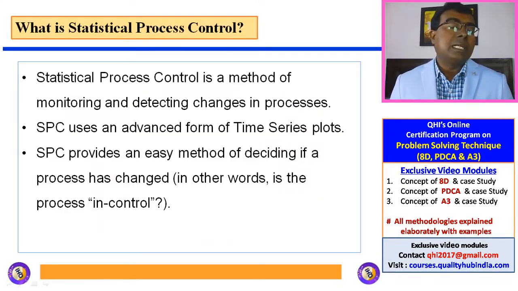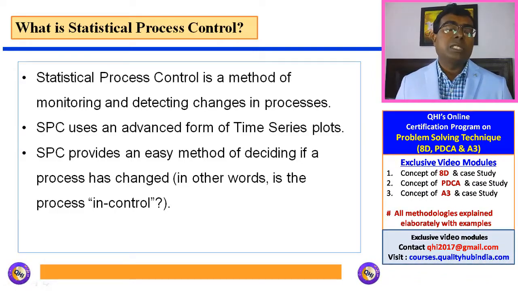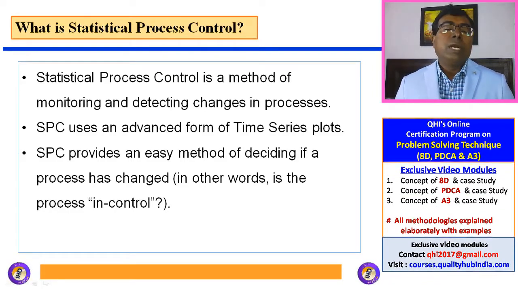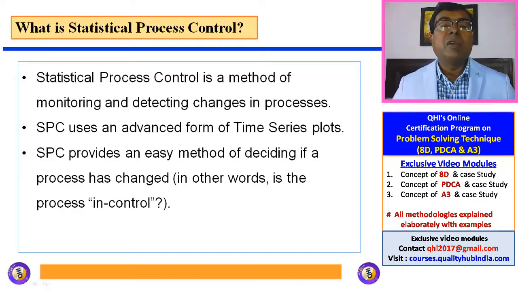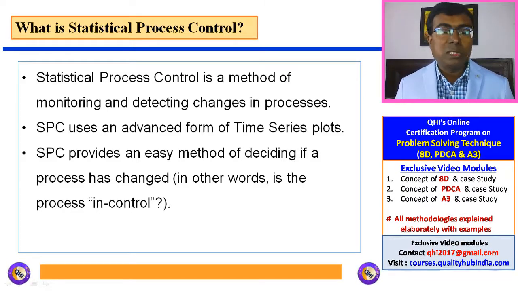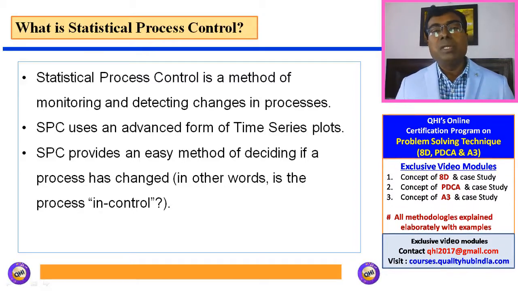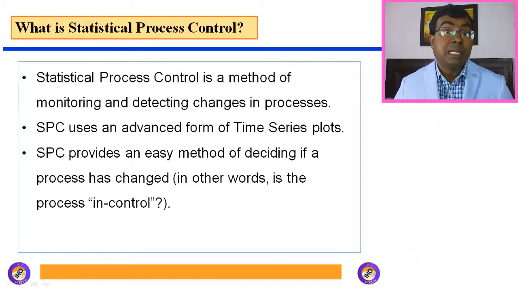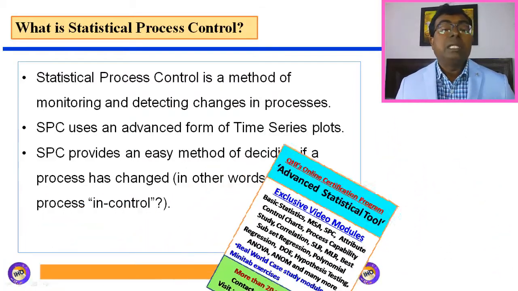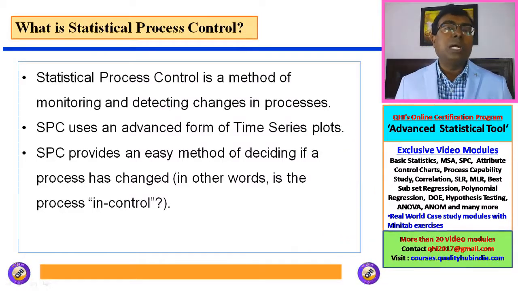So let's now first understand what statistical process control is all about. Friends, in any process, whether it is a manufacturing process or a service process or any transactional process, there will be variation, because variation is bound to happen; it is an inherent part of the process. Now the variation would be there. So how to control it?